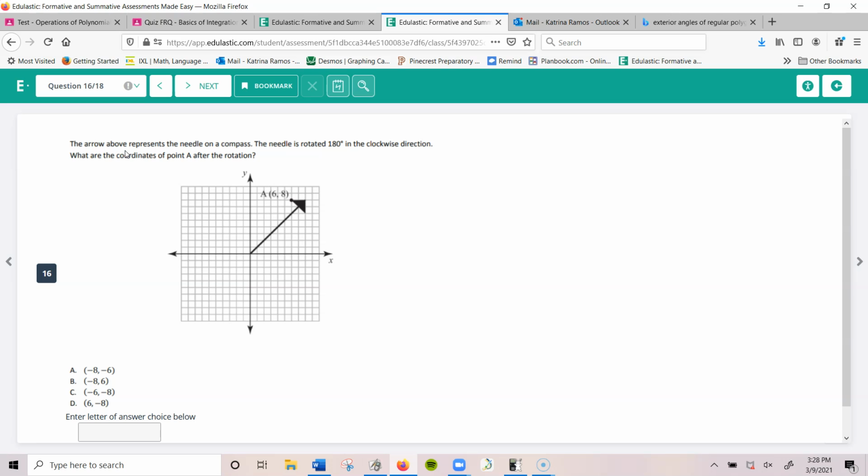The arrow above represents the needle on a compass. The needle is rotated 180 degrees in the clockwise direction. What are the coordinates of point A after the rotation? When you're rotating 180 degrees, it's going to end up over on this side here. And the rule for 180-degree rotation is that the x and the y switch signs. So since these are both positive, if you switch signs, then it would just be -6 and -8. So C.